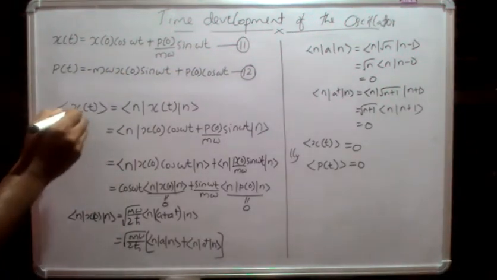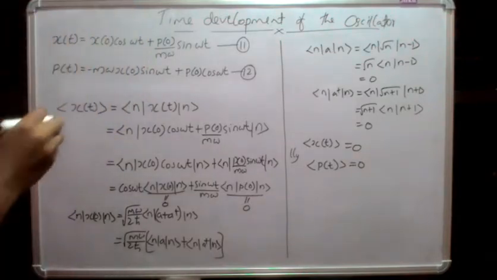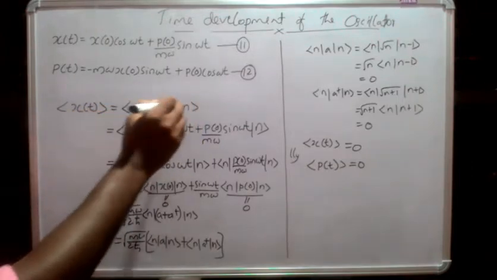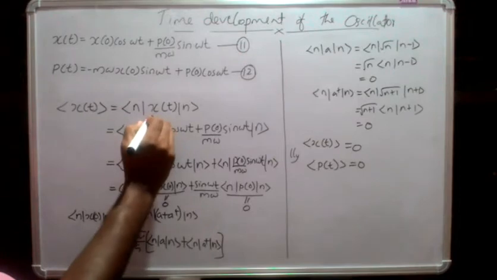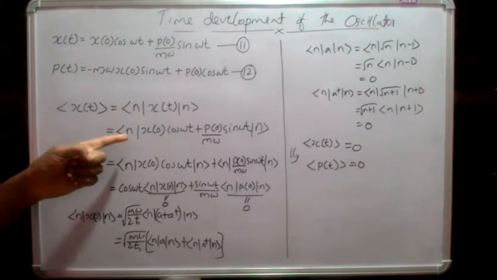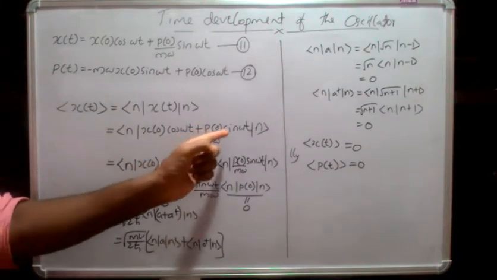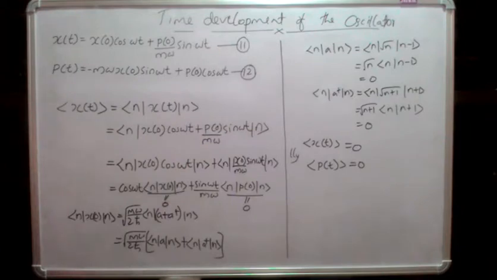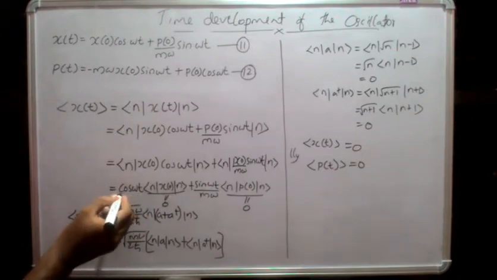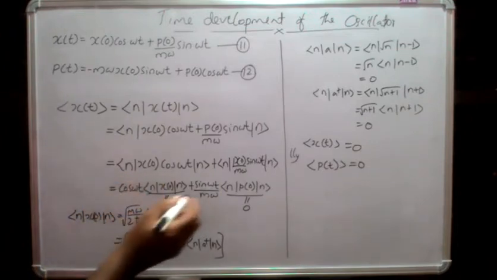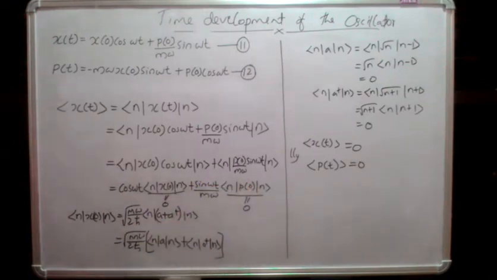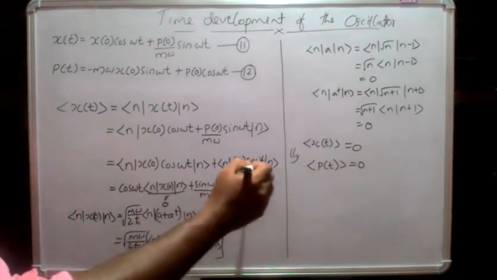Okay, now we are going to find the expectation value of the position operator as a function of time. This operator is changing with respect to time, and we are finding the expectation value of position with respect to time, and that is equal to <n|x of t|n>. And we are substituting the value for x of t from equation 11, and we will get <n|x of 0 cos omega t plus p of 0 over m omega sin omega t|n>. We are expanding in this way, and from this term we are taking the cos omega t outside because that is not an operator. The operator is x of 0, and sin omega t over m omega we are taking outside, and <n|p of 0|n>, this p of 0 is an operator.